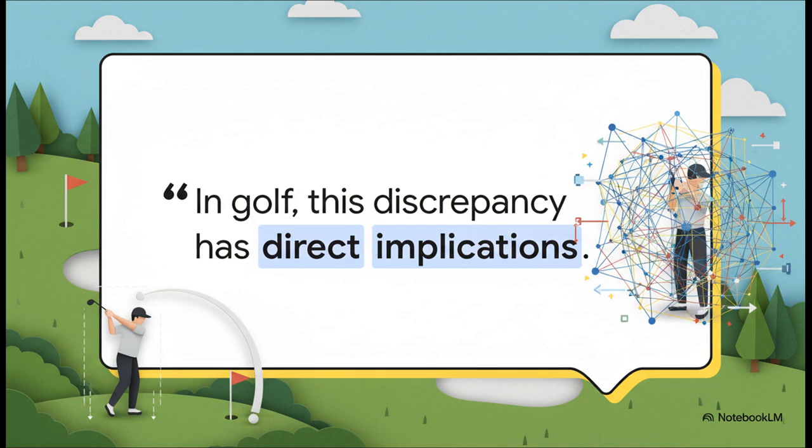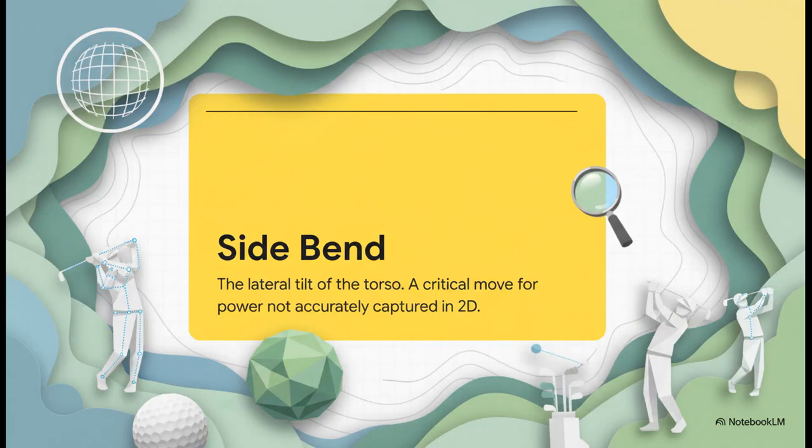For the golf swing, this powerful rotational movement with huge lateral shifts, that inaccuracy has massive implications. Not just for performance, but critically for injury risk. Let's take a specific, crucial example: side bend. We're talking about the lateral or sideways tilt of the torso during the swing. It's a huge component for creating power and maintaining posture, and it's a key factor in preventing back injuries.